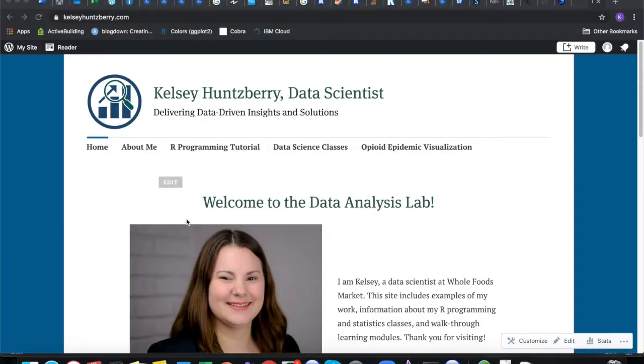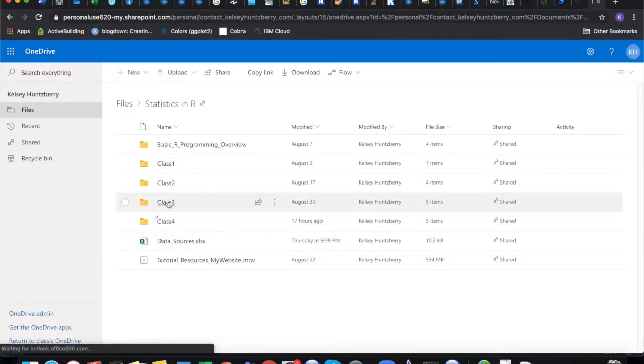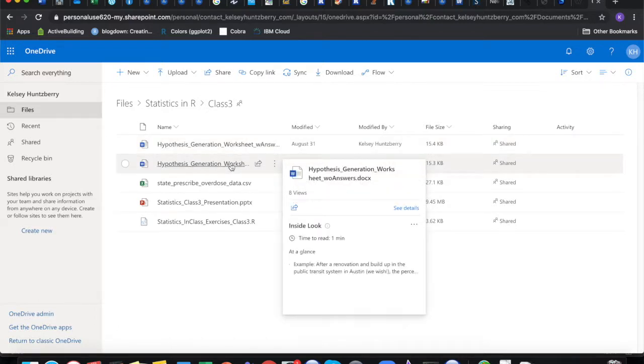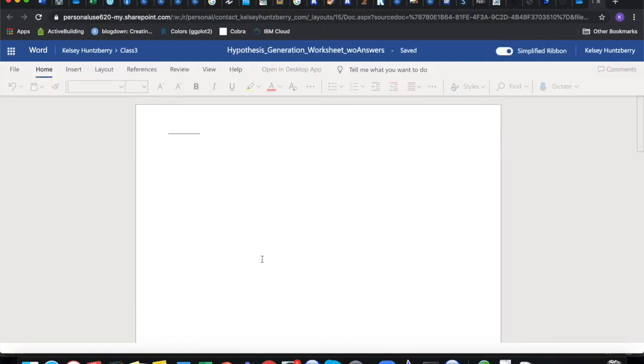So I'm going to have you all do some exercises so you can practice writing null and alternative hypotheses. To get to this information, go to my website, kelseyhunsberry.com, go to data science classes, scroll all the way to the bottom, and go to statistics and R, PowerPoints, code, and data. Click on that, and then we are in the third class here. Go to and find the hypothesis generation worksheet. This one has answers. Choose the one without answers, so this one, and you'll want to open it. And then just fill out this worksheet that you'll see here.